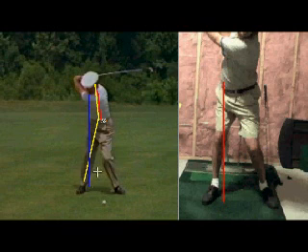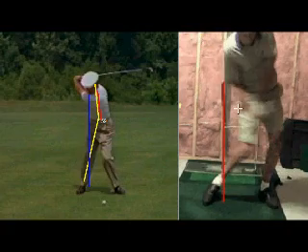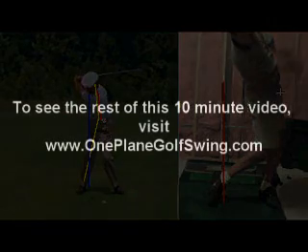Now, a lot of people think that your spine should be completely vertical at this point or leaning toward the target, but as I mentioned here, you can see when that happens, when your spine's leaning toward the target, your hips are going to bump out, and then he's going to have a big lateral move, and unfortunately he's way out in front of the ball.